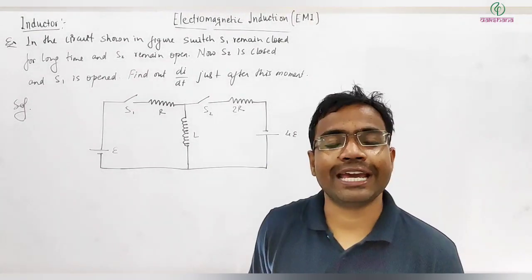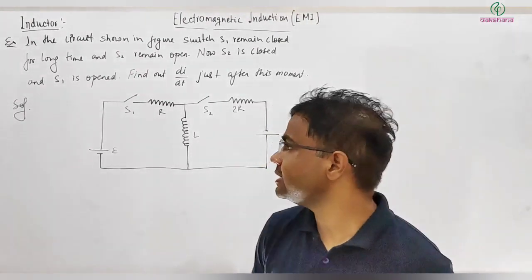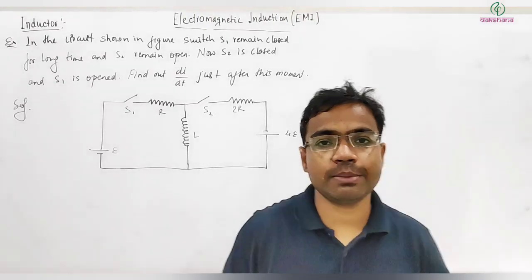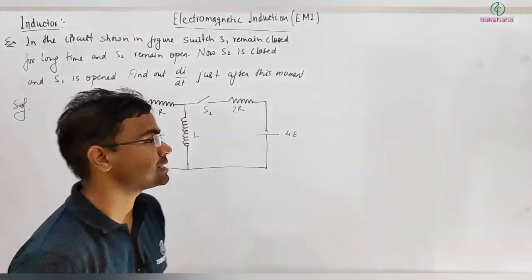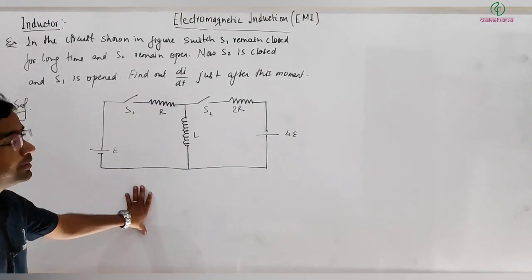And we saw the growth and decay of current and the behavior of an inductor. We saw some cases, some problems in the last lecture. Let's see a few more cases based on the concept, then we will see the next concept. So here we have one problem.